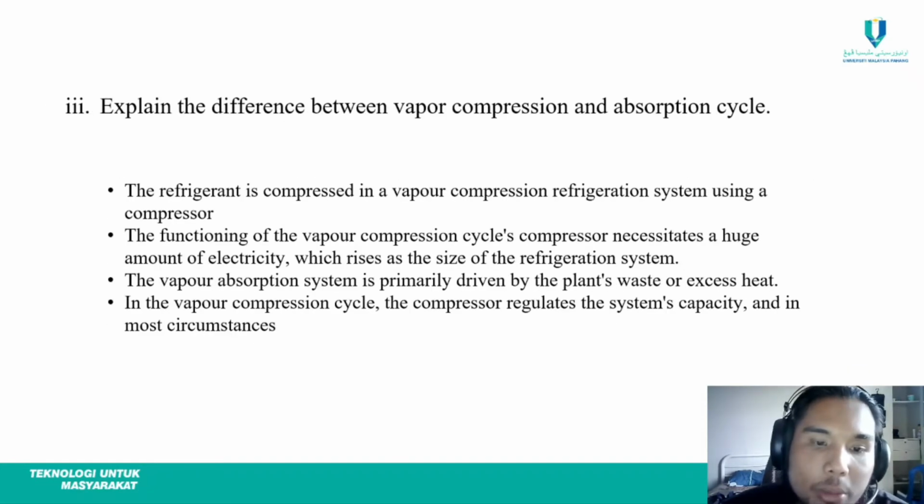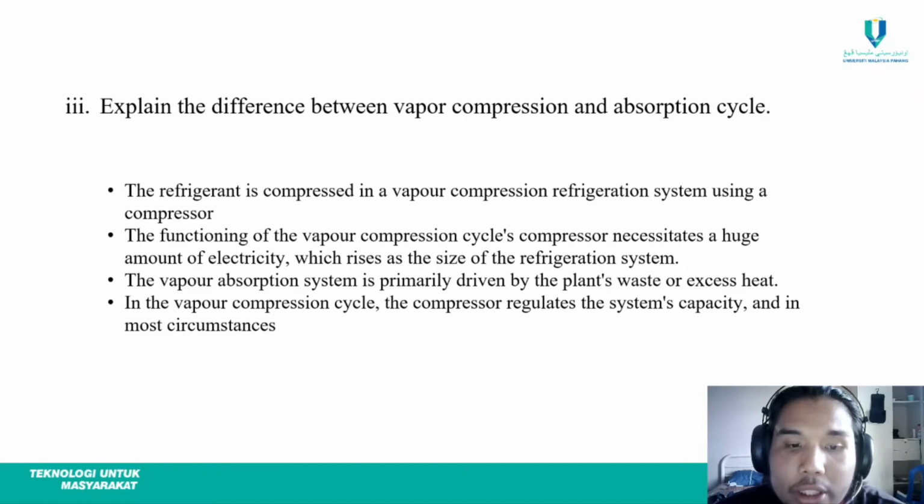So for question number 3, explain the difference between vapor compression and absorption cycle. The refrigerant is compressed in a vapor compression refrigeration system using a compressor, which can be reciprocating, rotational, or centrifugal. In a vapor absorption refrigeration system, the refrigerant is compressed by the absorbent absorbing the refrigerant. As the refrigerant is absorbed, it is transformed from a vapor to a liquid, resulting in a reduction in volume.